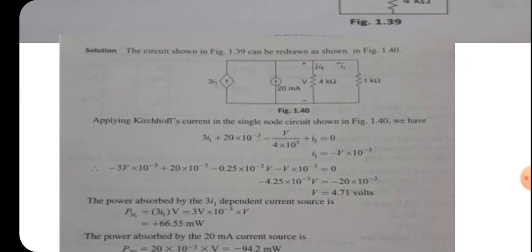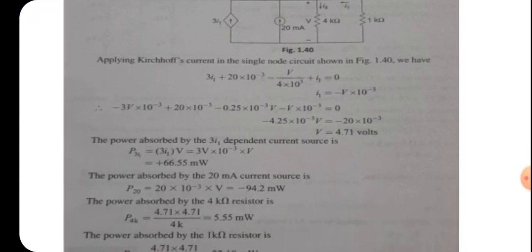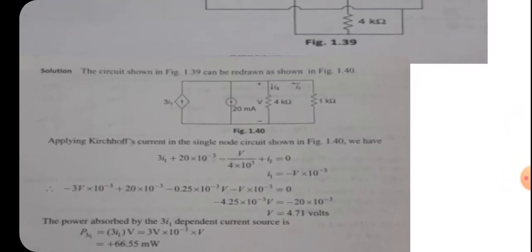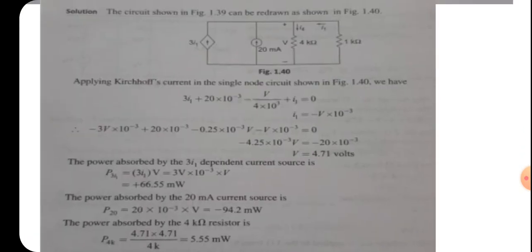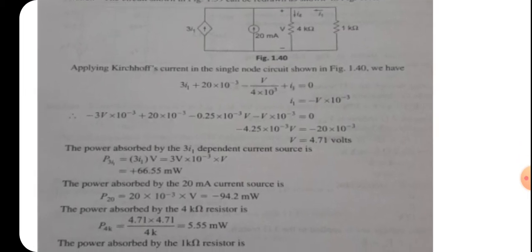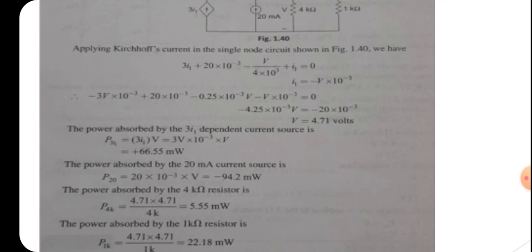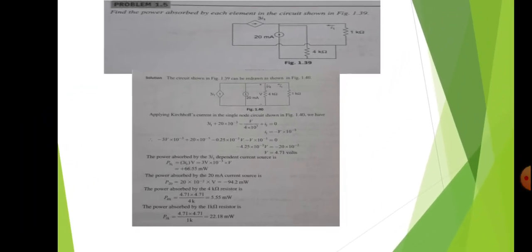Next component is the 1 kilo ohm. We can find out the power absorbed by the 1 kilo ohm component. So the power absorbed by the 1 kilo ohm resistor is P1K, that is equal to a similar equation, power is equal to V square by R. The voltage across the 1 kilo ohm is 4.71, so 4.71 into 4.71 divided by 1 kilo ohm, that is equal to 22.180 milliwatt. That is the power absorbed by that component.